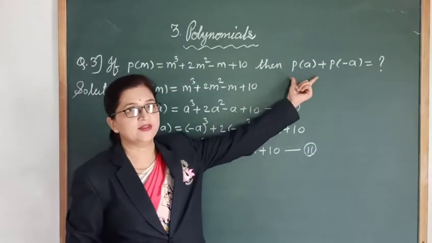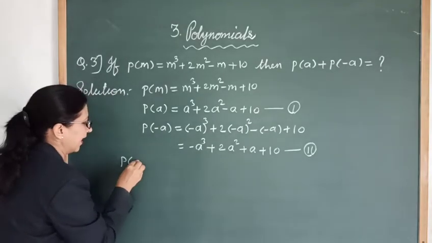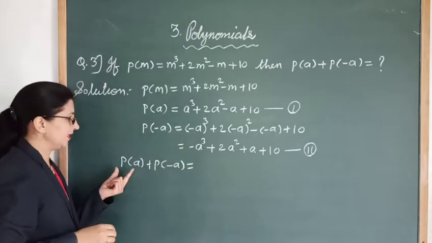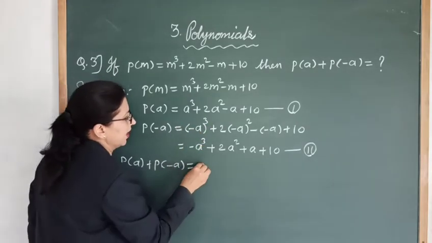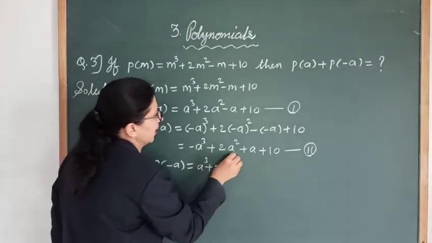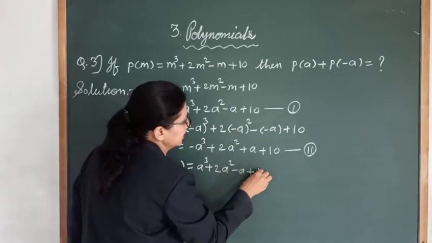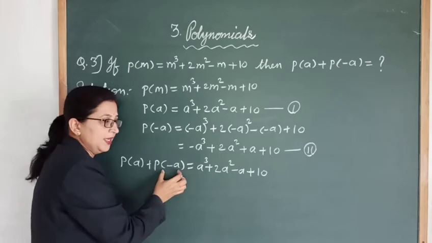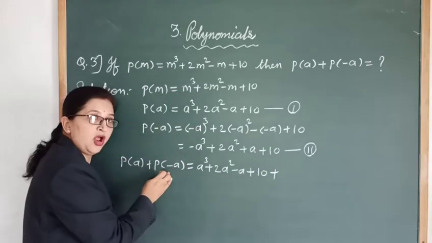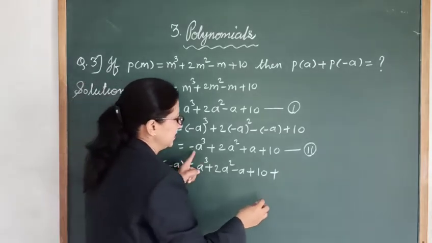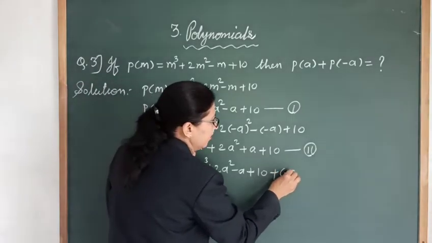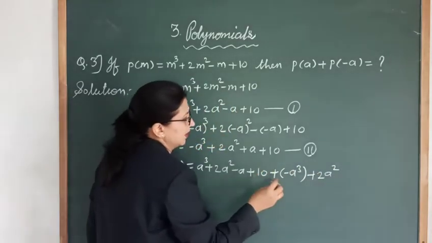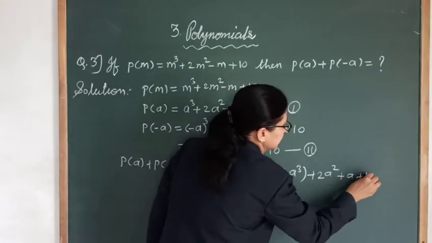Now we have to find the value of this. So let's write down p of a plus p of negative a. Now what is the value of the polynomial in a? That is a³ plus 2a² minus a plus 10. This is the value of the first polynomial in a. Plus now the polynomial in negative a. So let's put its value: negative a³ plus 2a² plus a plus 10.